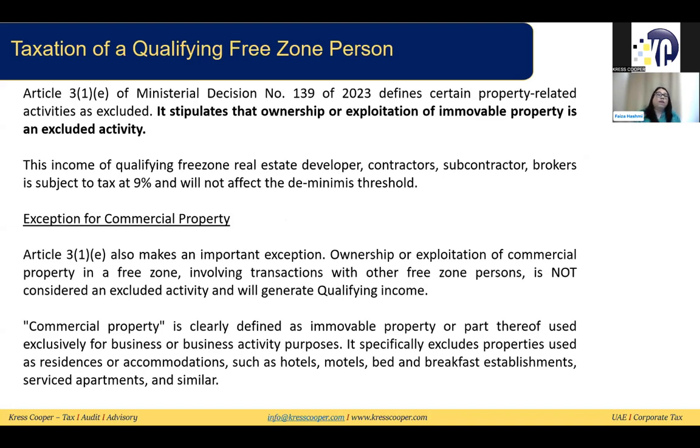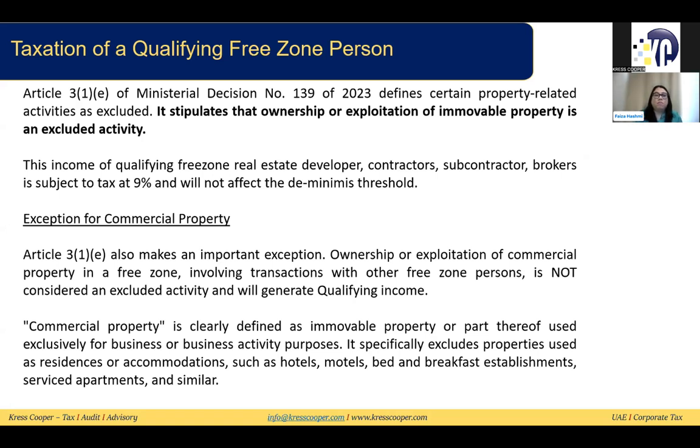We keep on mentioning that it should not be an excluded activity. If there's a transaction with a free zone person, then they have to be beneficial recipients, and it cannot be an excluded activity. If it is a transaction with a non-free zone person, again it has to be from one of the qualifying activities, but it cannot be a part of an excluded activity. Excluded activity is also mentioned in Ministerial Decision 139 of 2023. And over there, certain property related activities are part of the excluded activities. What it says is that ownership or exploitation of immovable property is an excluded activity.